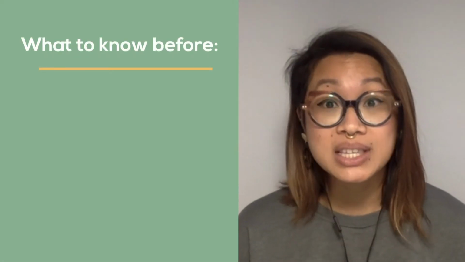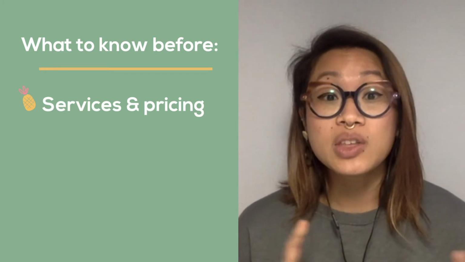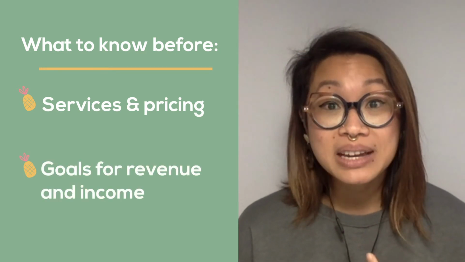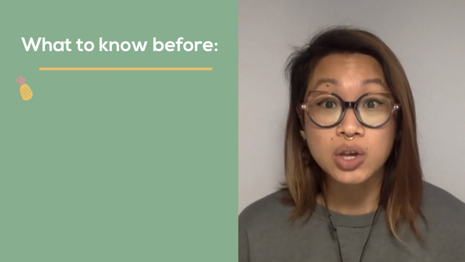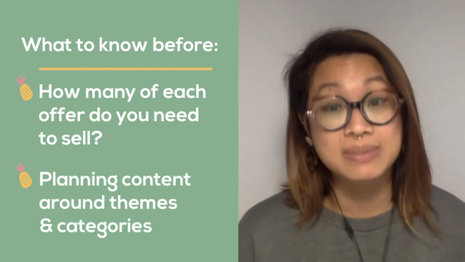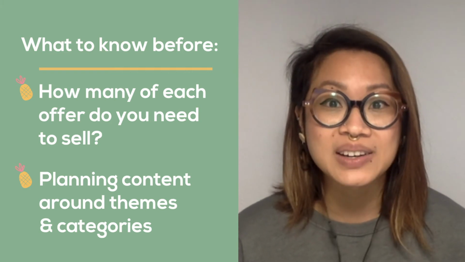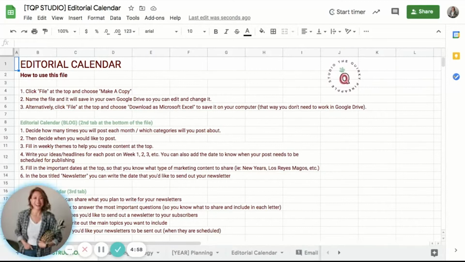Before we get into actually doing a live viewing of how to fill in an editorial calendar, what we want to make sure that you have on hand before are a couple things. First, you want to make sure you have your services clear and your offerings clear. You know exactly what the prices for each of those are going to be, the goals for revenue and your income, how many of each offer do you need to sell to actually hit those income or revenue goals, and also if you have any specific content categories or themes that you definitely want to talk about. Once you have all of that in place, then let's get into the editorial calendar and how to fill it in. Once you've got your checklist down, now it's time to fill out your editorial calendar.